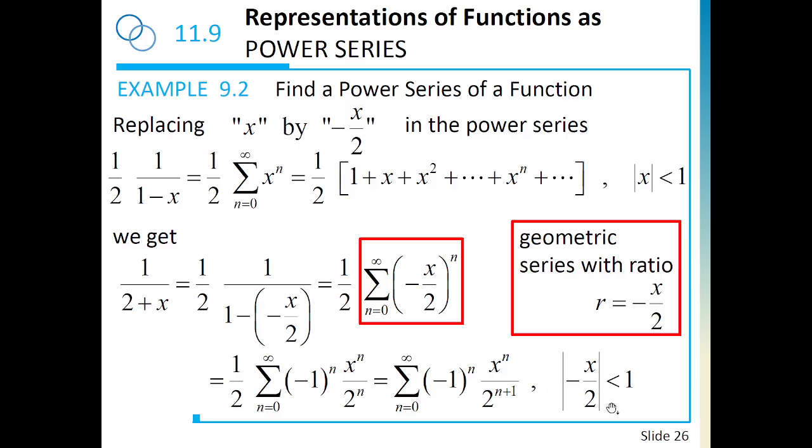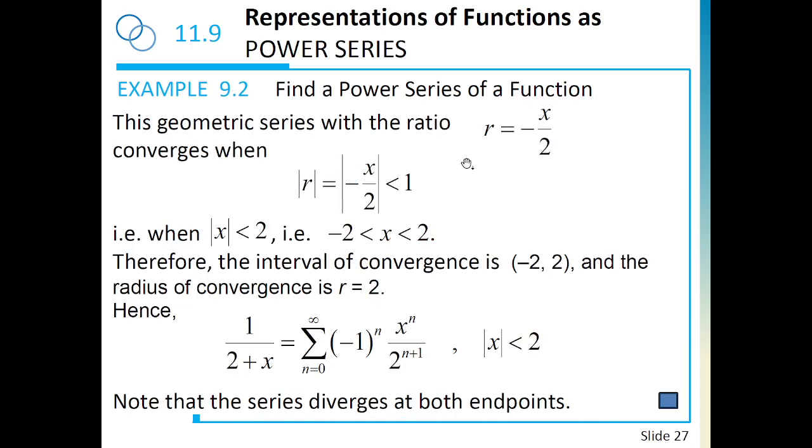Now, the interval of convergence, obviously I need to rewrite it a little bit so I get it properly. So the common ratio is negative x over 2, and it needs to be in absolute value smaller than 1. So x over 2 in absolute value needs to be smaller than 1. So that means x in absolute value needs to be smaller than 2, which means x is between minus 2 and 2.